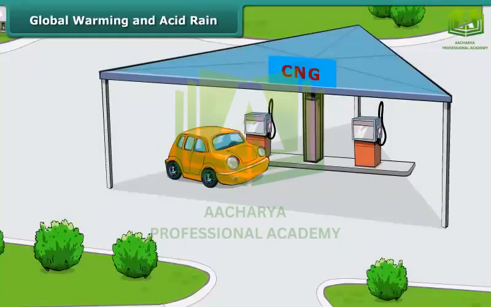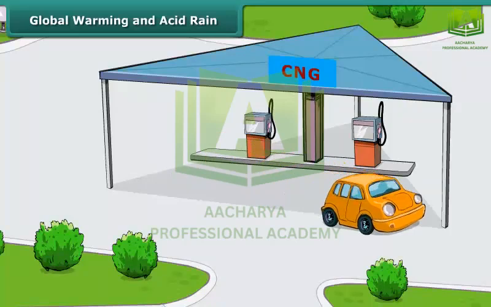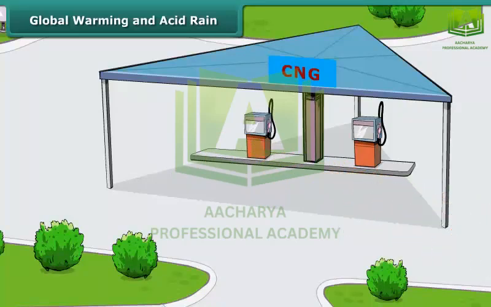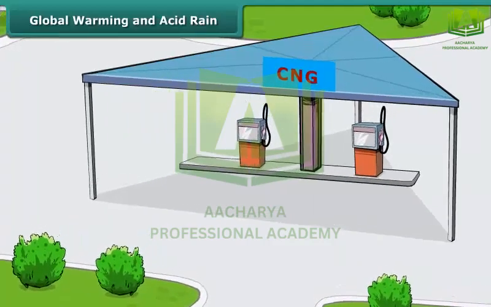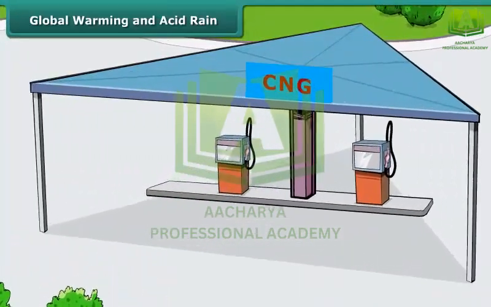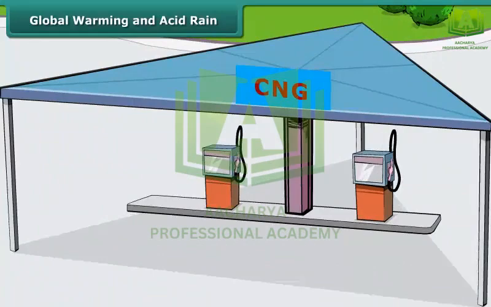There are ways we can reduce negative impact on the environment by choosing the right fuel. A great example of this is cars, buses, and auto rickshaws that run on compressed natural gas, or CNG, instead of petrol. CNG is a much cleaner and cheaper fuel.